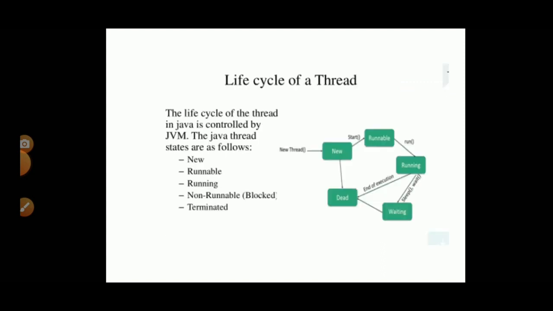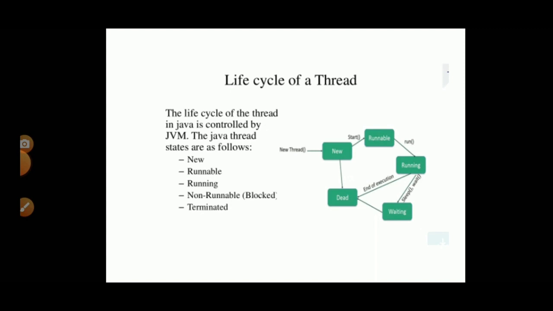Next we are going to see the life cycle of a thread. In a thread life cycle it has the following states: new state, runnable state, running state, blocked state and terminated state. When a new thread is created, it enters the new state. The new thread is created by using the new Thread function. After the thread is created, it is in the new state.